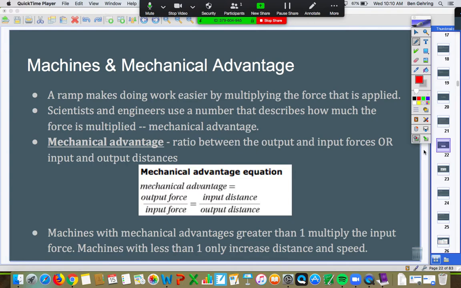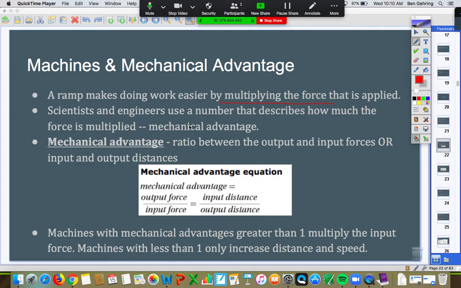The first machine we're going to talk about is a ramp, or an inclined plane. So ramps, for example, make work easier by multiplying the force that is applied. So we have made a longer distance, but allowed the force to be much less.